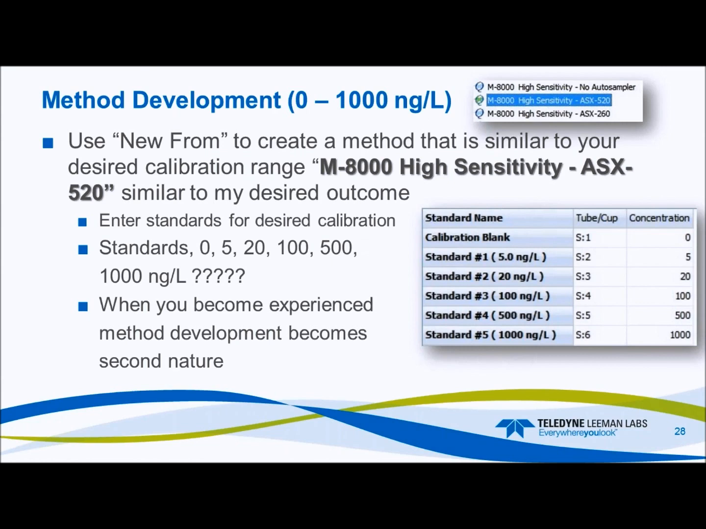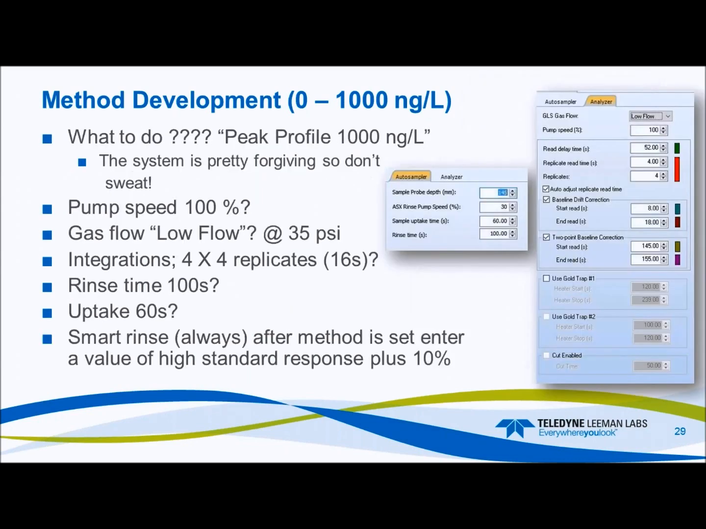So here I just picked high sensitivity because I know that that's not with gold and it's just straight atomic fluorescence, and I enter my standards. So I'm going to enter 5, 20, 100, 500, and 1,000. You know, is that going to work with this CAN method? I'm not really sure, but let's give it a go. So when you become experienced, you really know your system, and you can tweak a method within a matter of minutes, do a peak profile, create this method for that system, for that method that you want to run, and away you go. So what do we do?